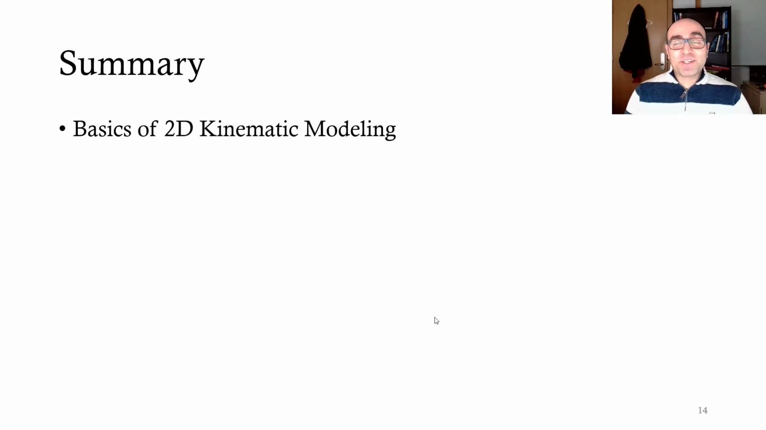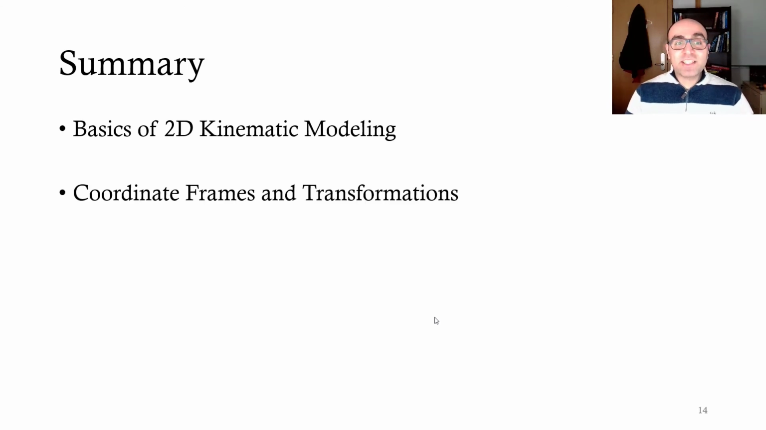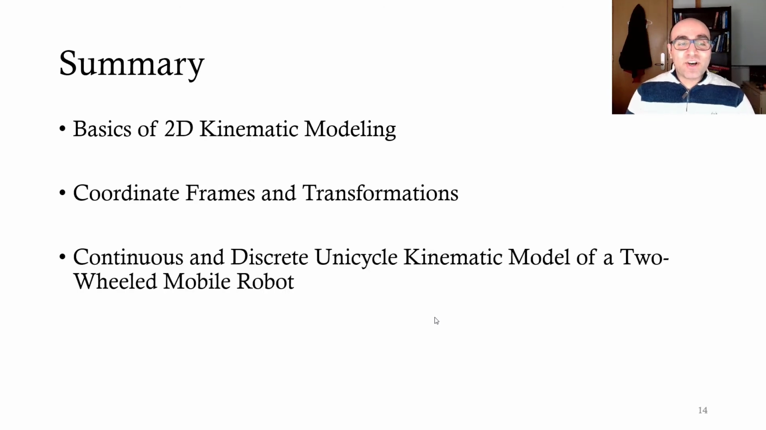In this video, we talked about some of the basics of kinematic modeling. We saw coordinate frames and transformations. You will practice this transformation more in the quiz. And we saw continuous and discrete time unicycle kinematic models of a two-wheeled mobile robot. We will continue this discussion. We will start talking about cars in the next video, and we move from the unicycle model to a more complicated and precise model which describes cars, and that's the bicycle model.